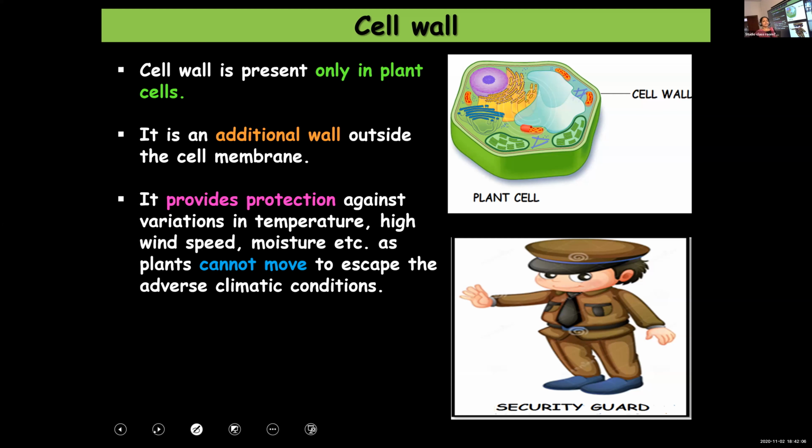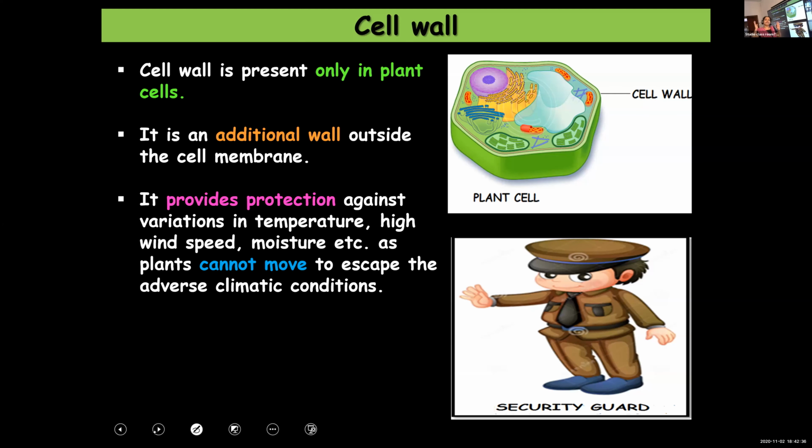The reason is, children, plants can't move. They are fixed at one place. So when there are climatic changes, when temperature, moisture, wind speed all fluctuate, animals can definitely move to some safer places. But plants cannot pull out their roots and they cannot run. When rain comes or when there is heavy wind, they can't move.